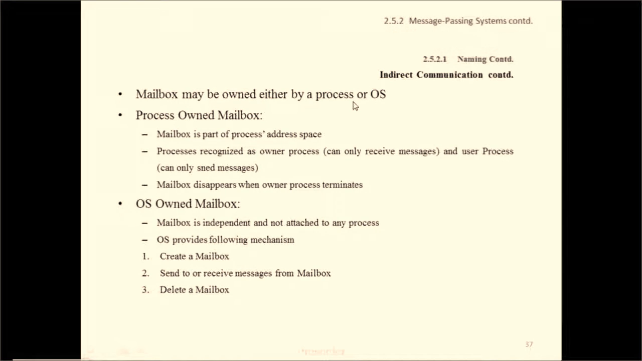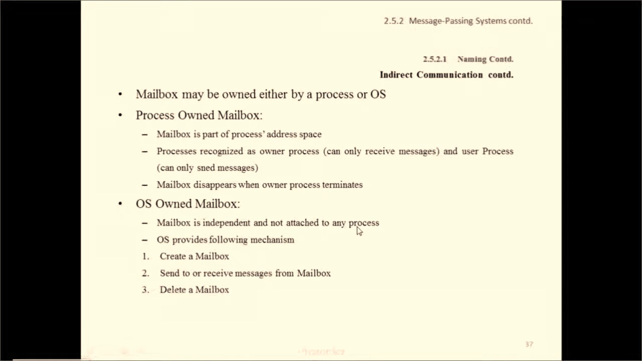The process recognized as owner can only receive messages, and user processes can only send messages. So the creator, who is the owner, can only receive messages and all other processes can only send messages. So this is a one-way communication kind of thing. The mailbox disappears when the owner process terminates. With an operating-system-owned mailbox, the owner of the mailbox is the operating system. The mailbox is independent and not attached to any process.